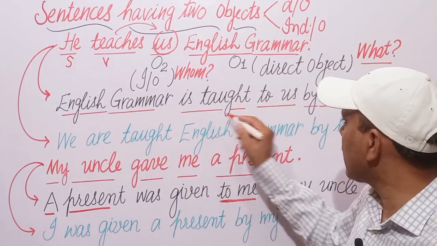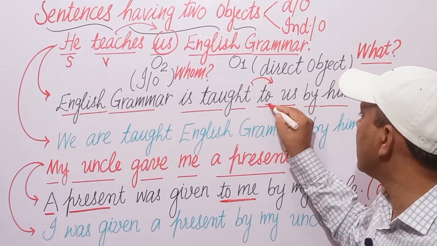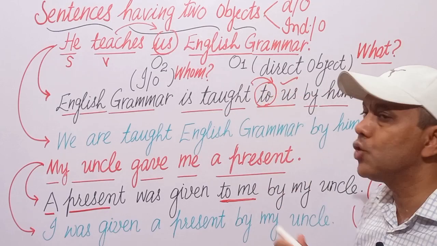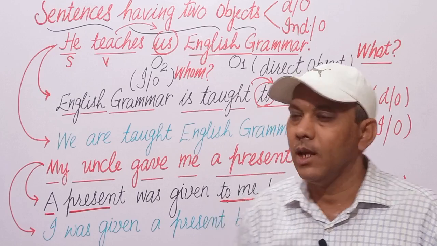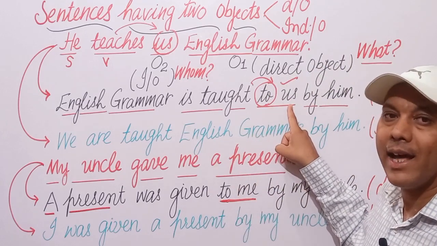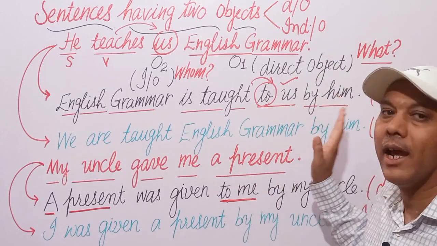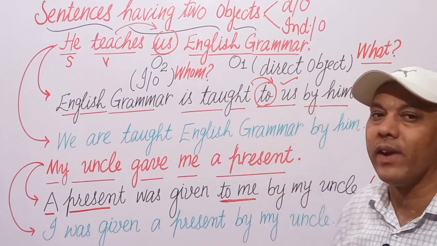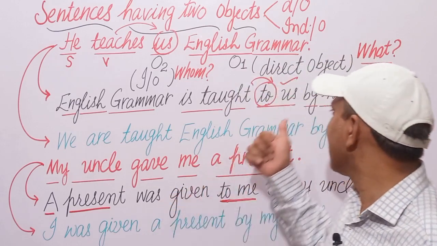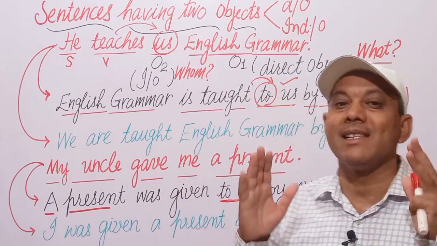To whom is it taught? It is taught to us. We shall always use to before us, the indirect object. By him is the by phrase, or we can say the agent.